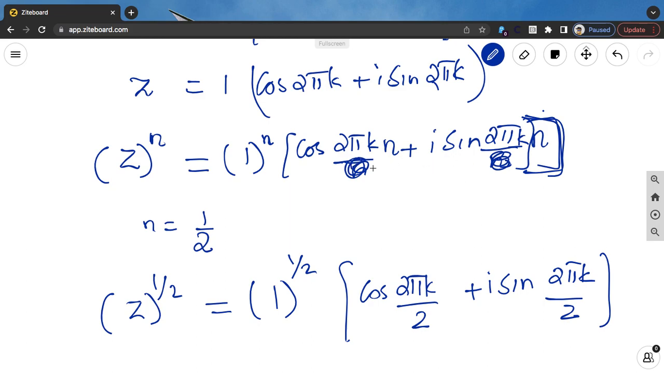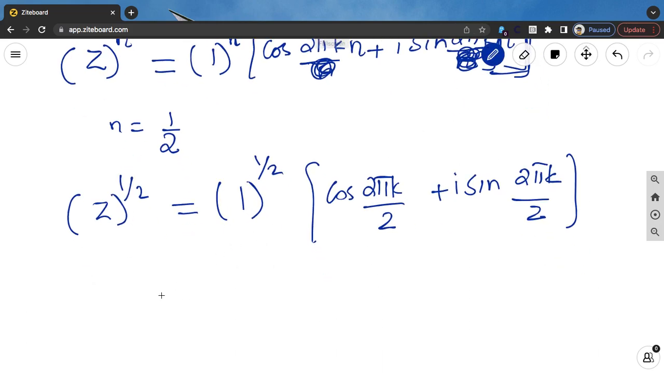It gets multiplied with the angle. That's what De Moivre's theorem is. So the number here, n, is half. So half gets multiplied with the angle. So that means the square root is cos of pi k plus i sine of pi k.